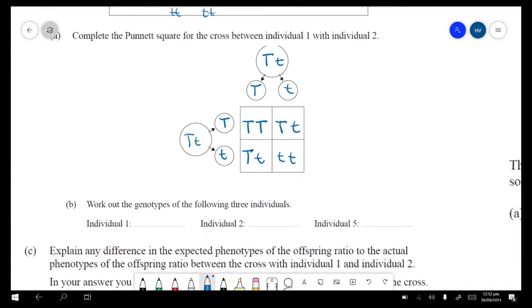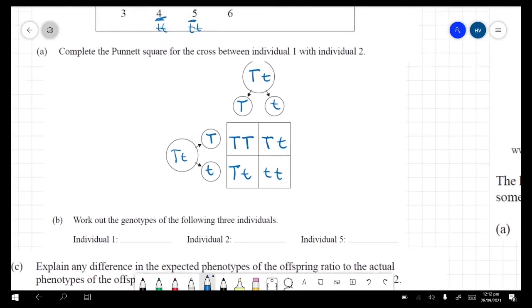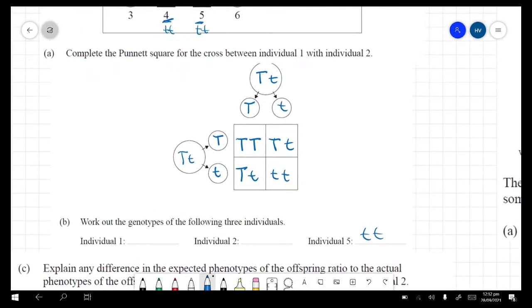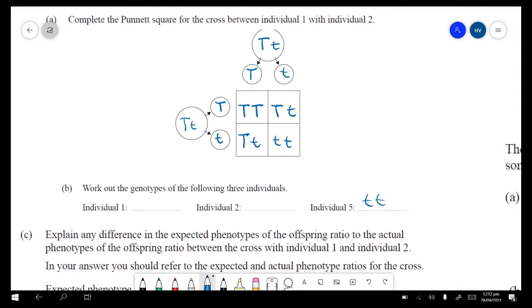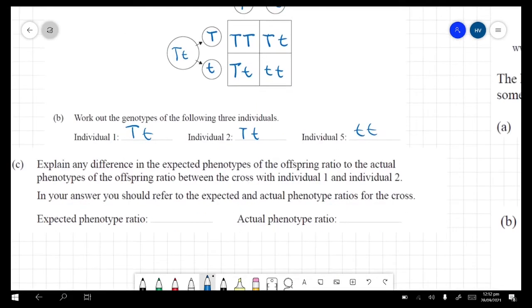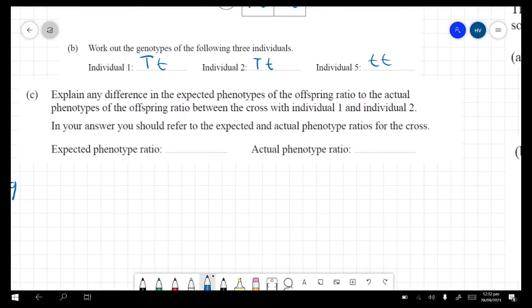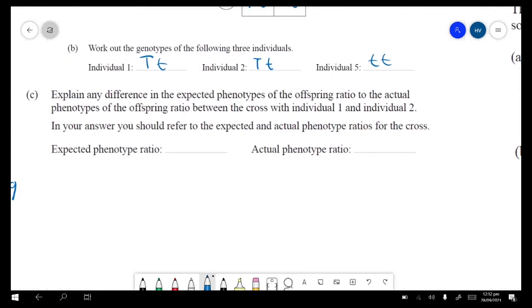So it shows us that work out the genotypes of the following 3 individuals. Now we already did that, so individual 5 was little t, little t, and then 1 and 2 over there is big T, little t, big T, little t. Okay, so explain any difference in the expected phenotypes of the offspring ratio to the actual phenotypes of the offspring ratio between the cross with individual 1 and individual 2? In your answer, you should refer to the expected and actual phenotype ratios.